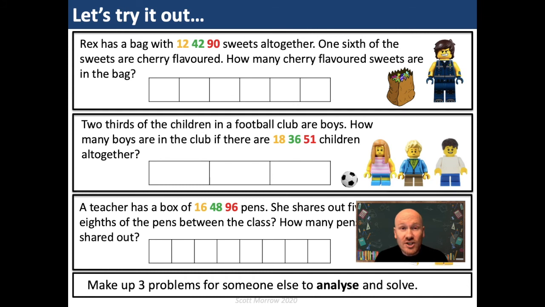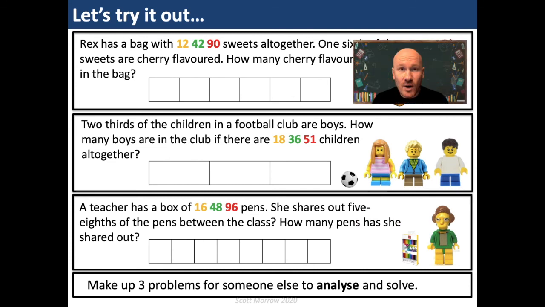For the second question, I'm going to use the green number. 2/3 of the children in a football club are boys. How many boys are in the club if there are 36 children altogether? And for the third question, I'm going to use the red number. A teacher has a box of 96 pens. She shares out 5/8 of the pens between the class. How many pens has she shared out?